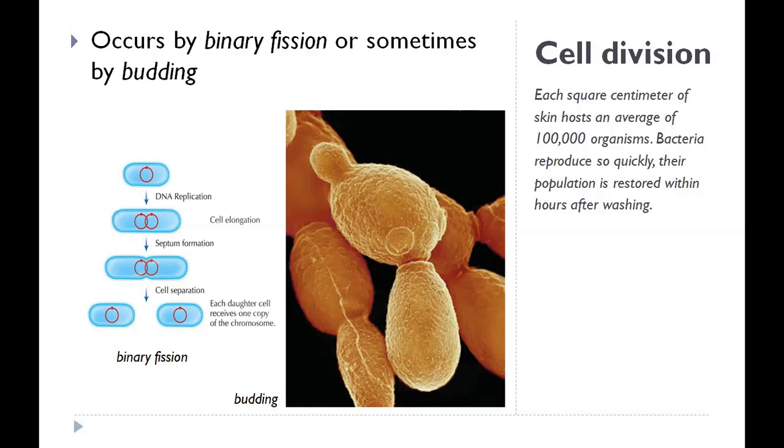As a matter of fact, each square centimeter of skin hosts an average of 1 lakh organisms. And bacteria reproduce so quickly that their population is restored within hours after washing, restored to around 1 lakh. And that is why, as we say, it is very, very important to wash our hands repeatedly.